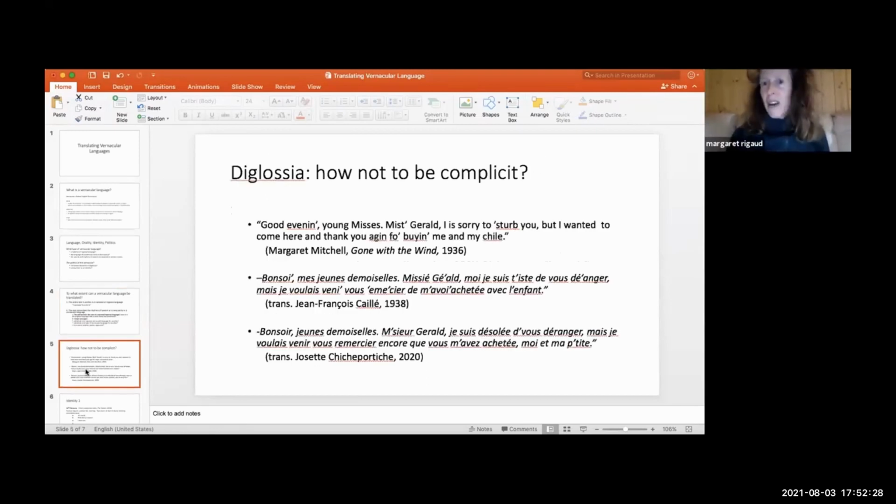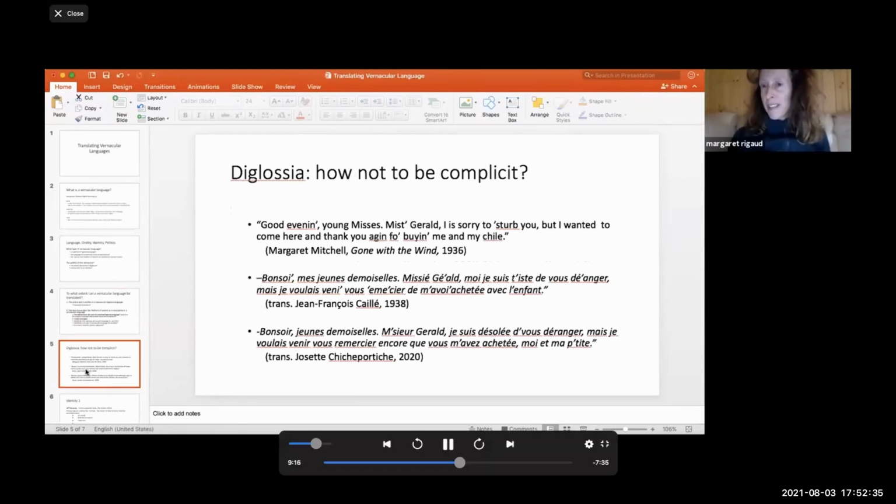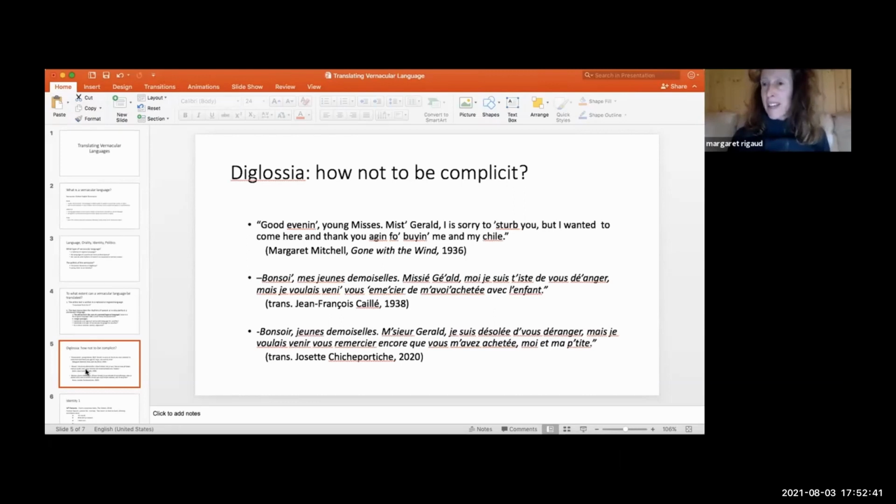So diglossia, how not to be complicit. Here I'm going to speak about Margaret Mitchell's Gone with the Wind, a text published in 1936 that was problematic already when it came out, and that has only grown more problematic with time. So here we have a line in English, which I will not read. It's a slave speaking to the man who just bought her to express gratitude for having bought her child as well. It's difficult to read now, especially since we know that this character in the text feels good about himself. He's done a good deed.